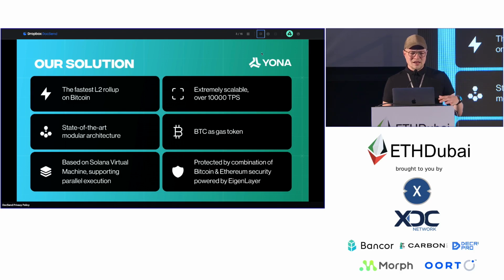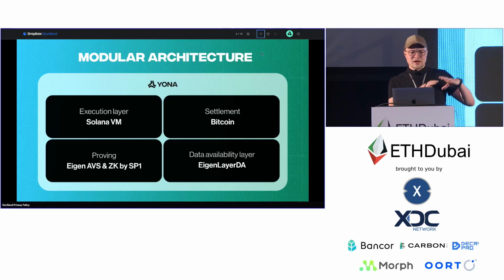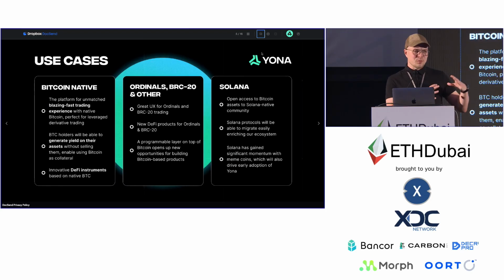And we use Solana as our execution layer, which makes it possible to reach up to 10,000 TPS. And we are protected by a combination of Bitcoin and Ethereum security, powered by EigenLayer. So basically, we use Solana as an execution layer. We do settlement on Bitcoin. We do proving on Eigen AVS using ZK, and we use EigenDA as our data availability layer. So it's very modular, and each module has a very particular role.